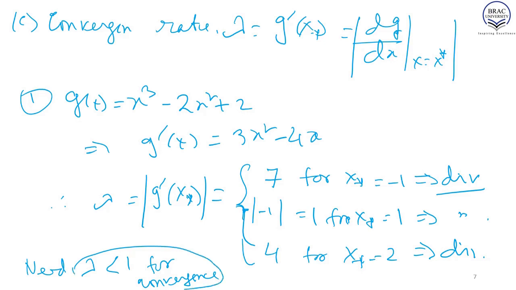So for all these three values, lambda is greater than or equal to 1. So divergence is for lambda greater than or equal to 1, and convergence means lambda has to be less than 1, or between 0 and 1 actually, but less than. So for the first choice, we do not have any converging point.